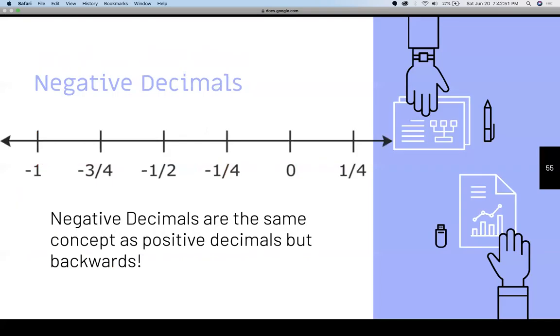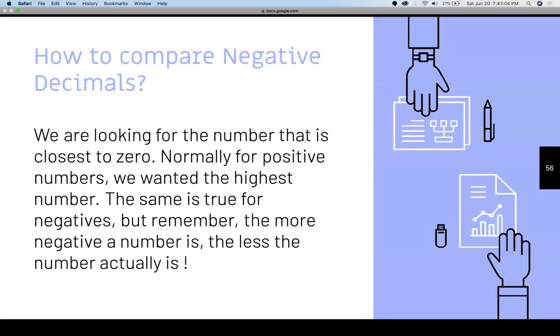Just quickly into negative decimals. Negative decimals are the same concept as positive decimals, but backwards, right? You can see that the number line for decimals just goes backwards. Right, how to compare negative decimals. We're looking for the number that is closest to 0. Normally for positive numbers, we want the highest number. The same is true for negatives, but remember, the more negative a number is, the less the number actually is.